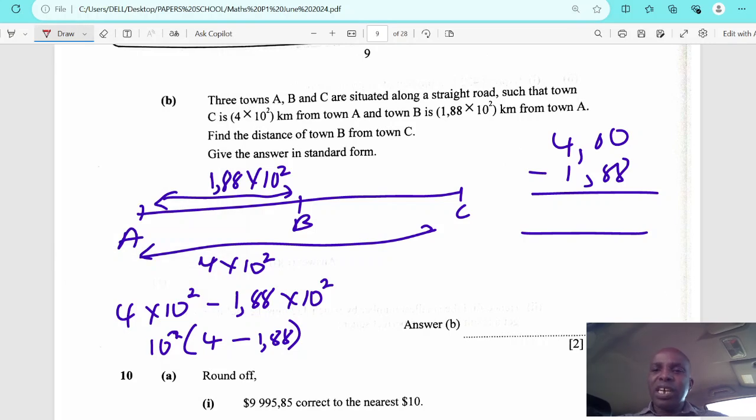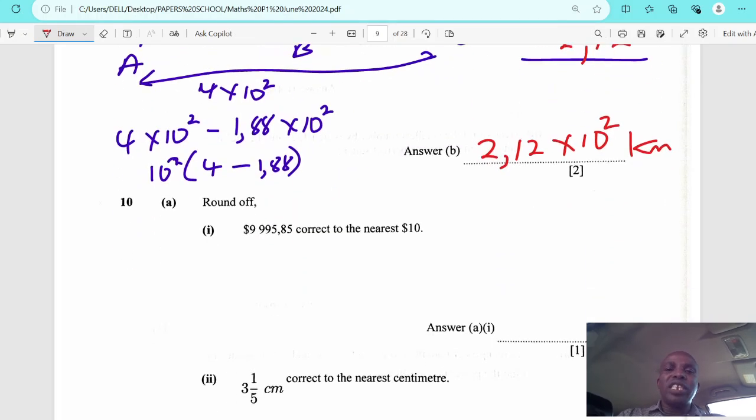So it will be 0 minus 8, it can't, 10, then you add here, it will be 9. 10 minus 8 is 2. 0 minus 9, it can't, you add here, then here it will be 2. 10 minus 9 is 1, then 2. So it's 212, 2.12 times 10 to the power 2. And units, these are kilometers.